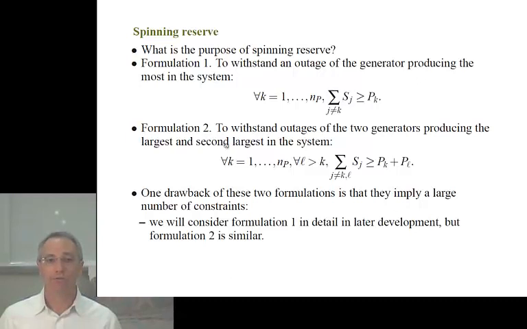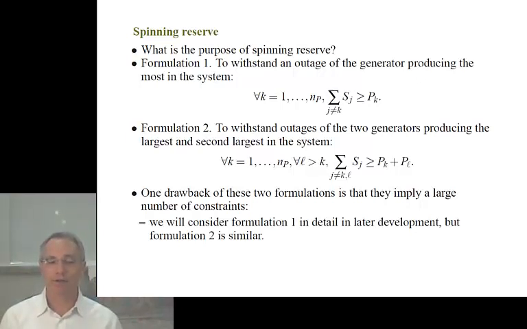One that is used customarily in ISOs in North America, and another one that will lead us to some interesting insights. So formulation 1, I think of this as the most basic, to withstand an outage of the generator producing the most in the system. So in particular, for each generator K, I'm going to require that the sum over the generators that are not K of their spinning reserve is at least PK.